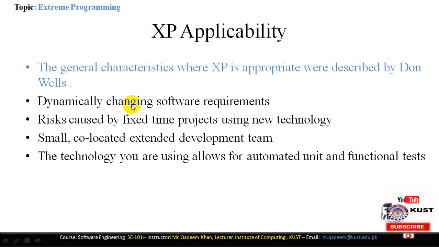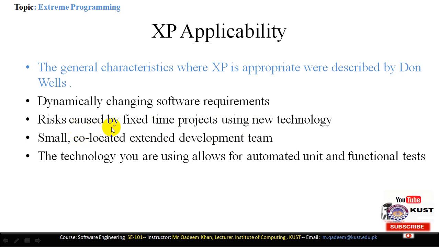So dynamically changing software requirements, then we will use the XP model. If a lot of the requirements are changed, then the XP model is very much suitable. Risk caused by fixed time project using new technology. So risk caused by fixed time projects means that if there are a lot of risks occurring in our project, then we should use the new technology.